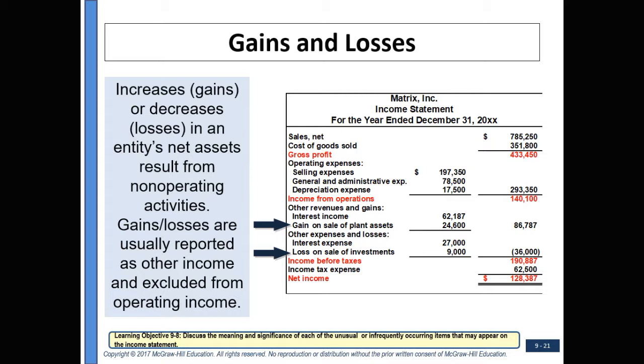Now, this can come from the disposal of plant assets, from the disposal of an investment. Any variety of things can result in a gain or a loss. However, those are going to be non-central operational activities. They're going to be less frequent. So we're going to find them in the other revenues and gains section.